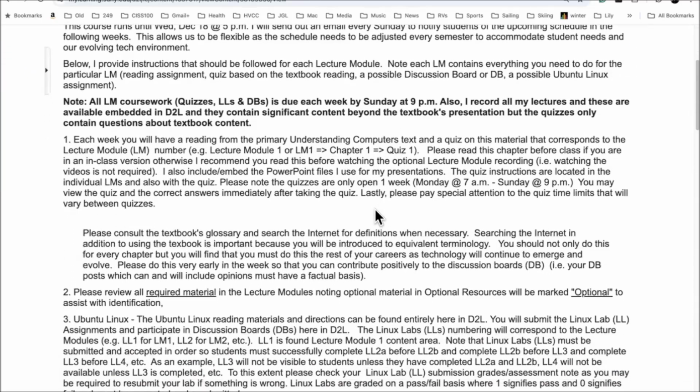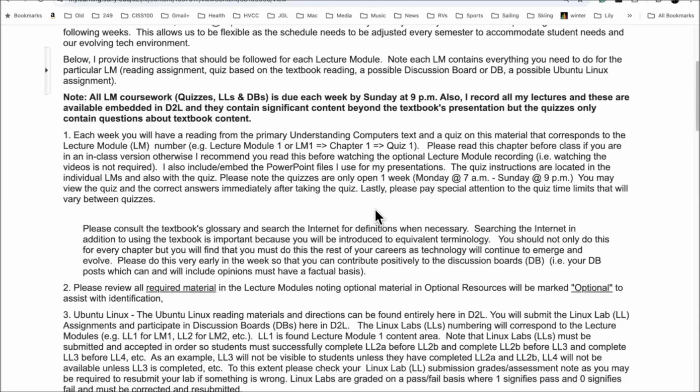So what is required for each lecture module, essentially each week? First thing you should be doing is reading the corresponding chapter in the textbook, that Understanding Computers textbook. And the lecture module numbers do correspond to the chapter numbers. So lecture module 1 corresponds to chapter 1, lecture module 2 to chapter 2, etc. Please read that in advance of a presentation if you're coming to class.